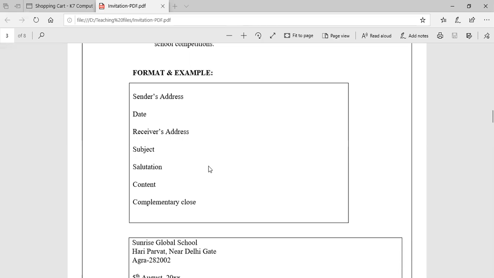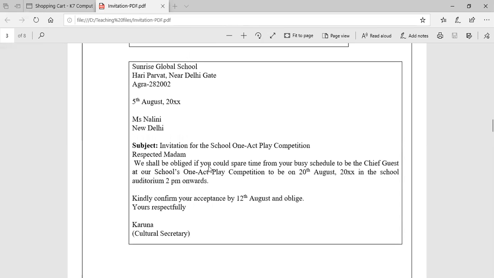Right, sir. Now you can see an example. Sunrise Global School, Hari Parvat, near Delhi Gate, Agra, that particular number, and date with the format. Here also we mentioned it. Then the receiver's address: Miss or Mrs. Nalini, or Mr., anything you can go for, based on the name you can mention.